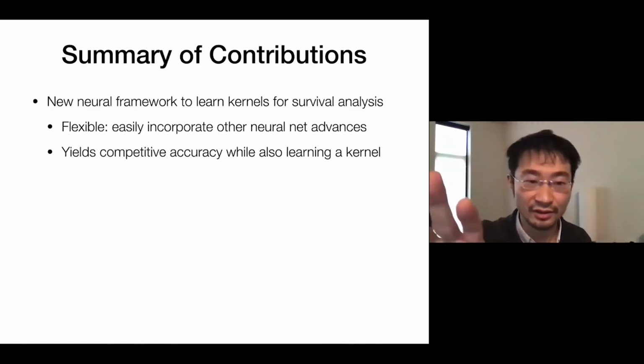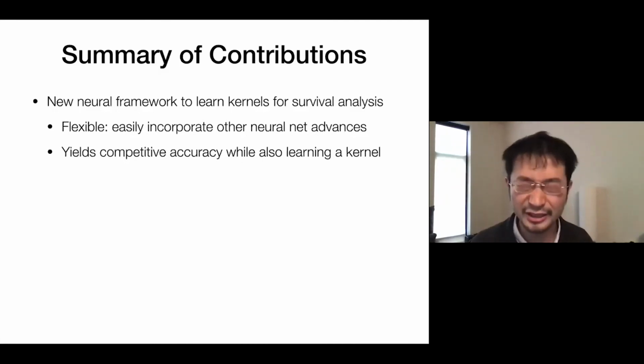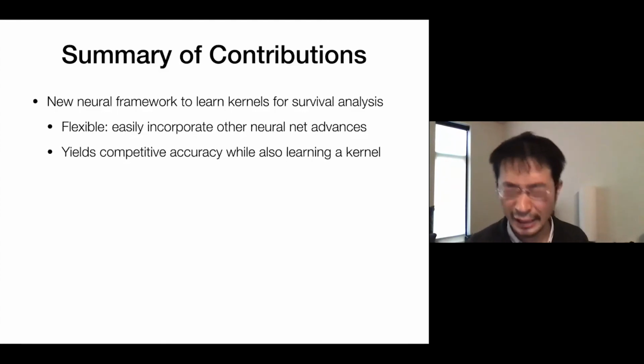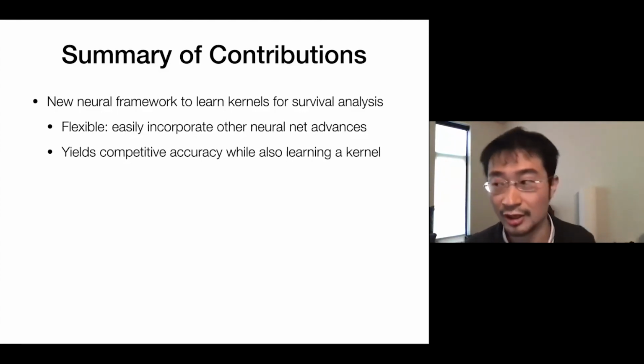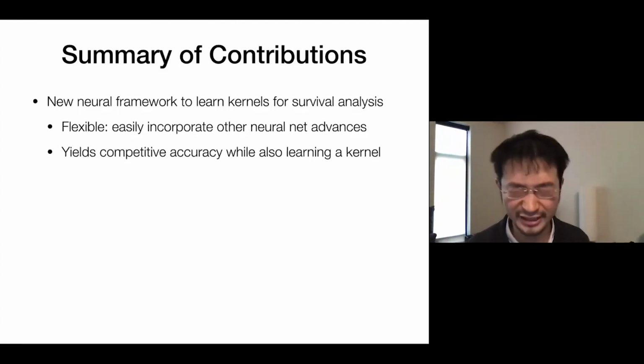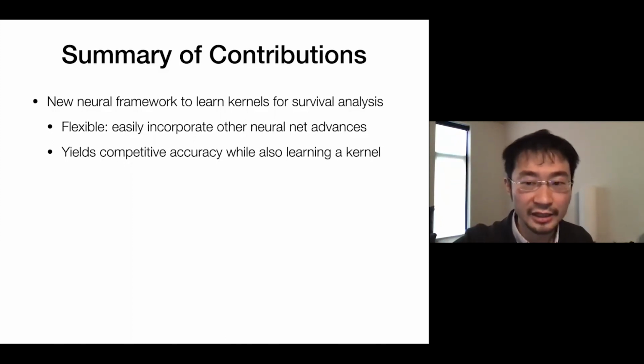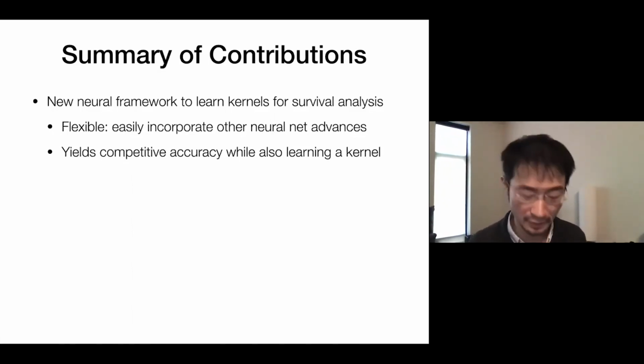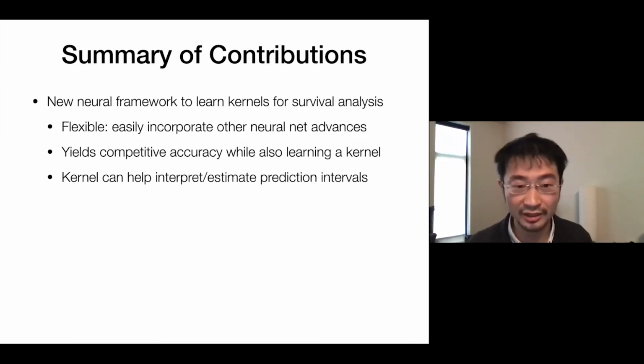I'll just say this flexibility is not true for random survival forests, where sure it's learning a kernel, but if you want to incorporate certain constraints or add some kind of regularization, it's less clear how to do that. Right, so the other thing is neo-kernel survival analysis does have competitive accuracy compared to a bunch of these existing baselines. And also we can use the kernel to construct locally valid prediction intervals, okay?